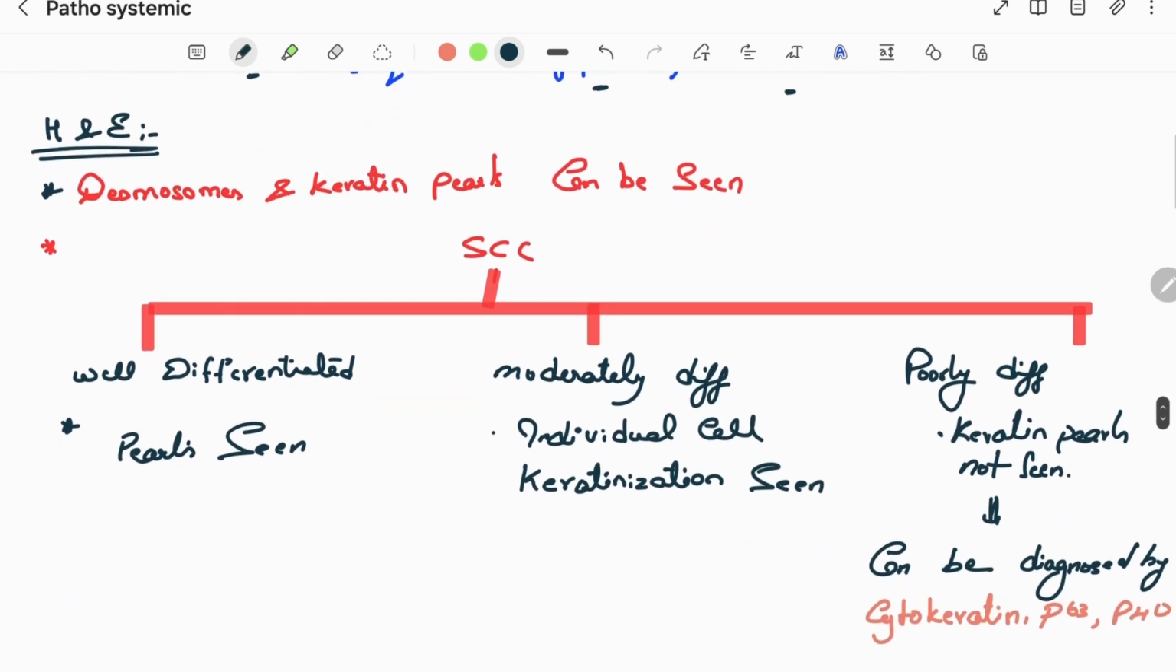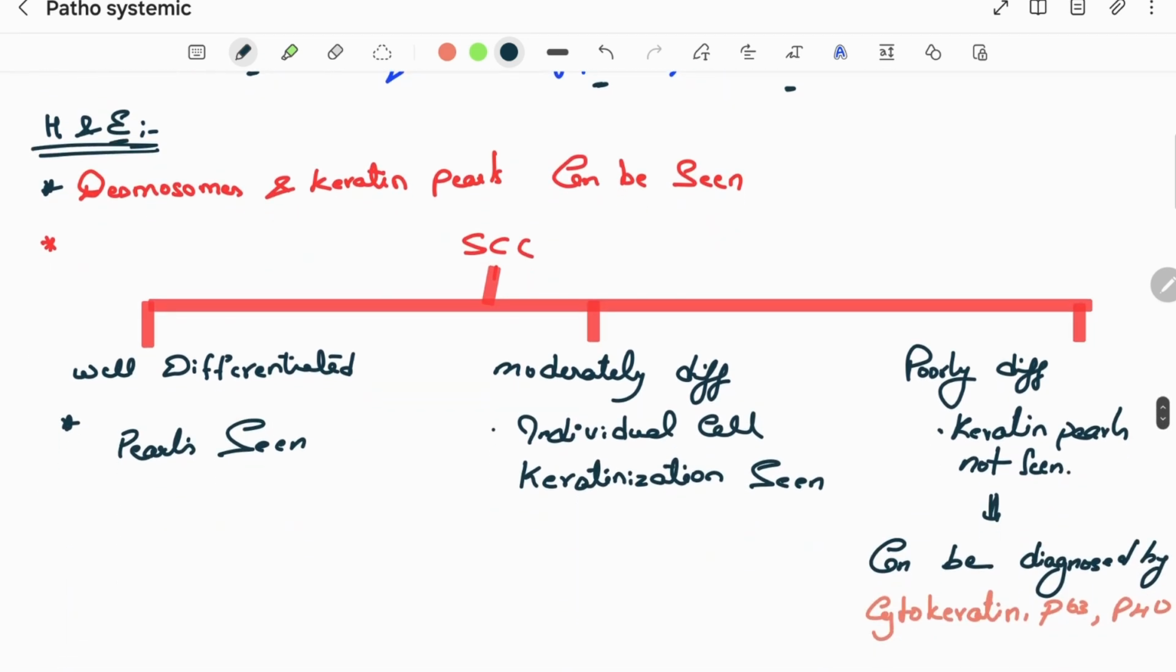Next, identification points. In H&E stain, these are the most important things that one should remember. You can observe desmosomes and keratin pearls. Keratin pearls are circular shaped keratinized pearls, and desmosomes are filled with fibers.